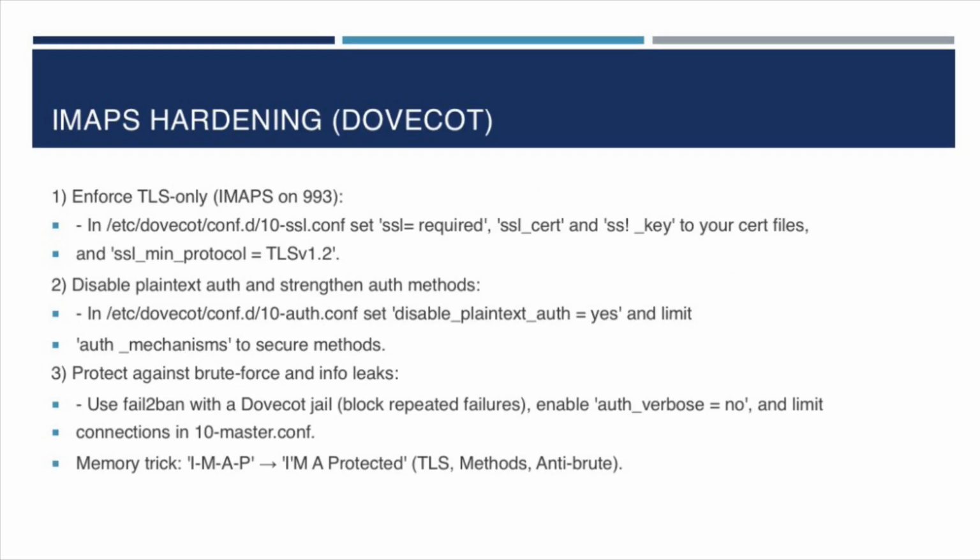Going back to IMAPS, when it comes to hardening recommendations, we want IMAPS to be not just functional, but secure. The first recommendation is to enable SSL/TLS encryption. This ensures all communication between the client and the server is encrypted, protecting against eavesdropping and man-in-the-middle attacks. In Dovecot, that's done by enabling SSL in the 10-ssl.conf file and pointing it to your certificate and key.